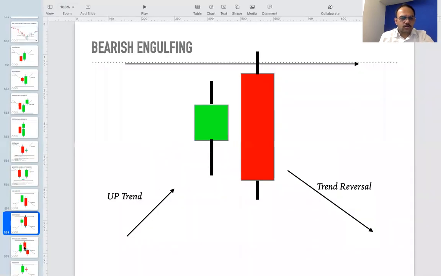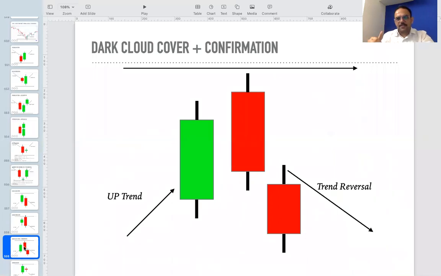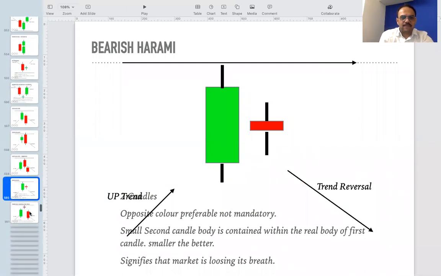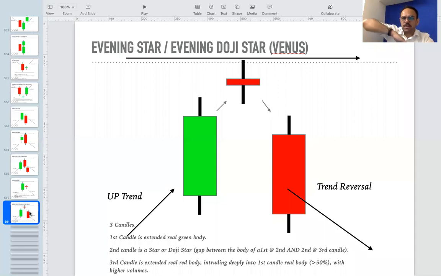Okay, so next is the piercing pattern plus a combination, and this is a Harami pattern. So it goes up, a green candle, small candle. This forms very rarely since we are learning the opposite. So I showed it, and then finally evening star. So it goes up, you have a green candle, a doji star up, and a red candle. Combination of three will be an evening star.